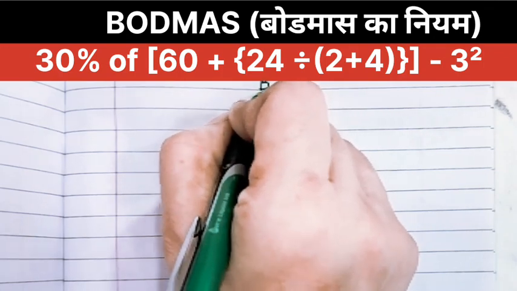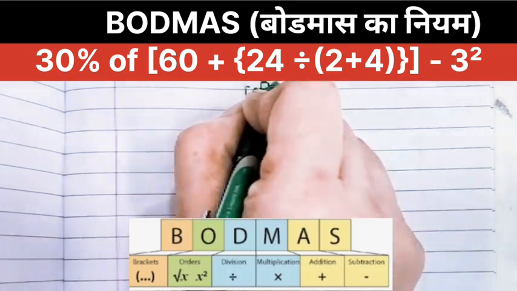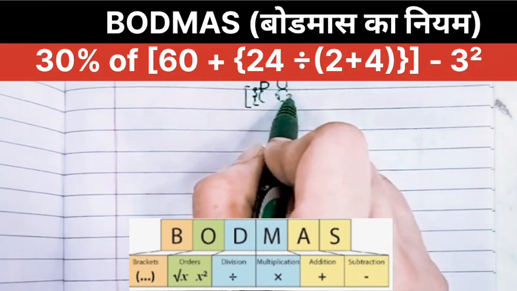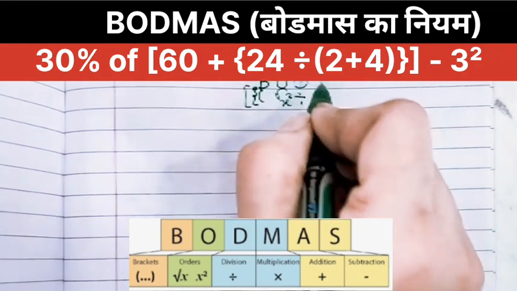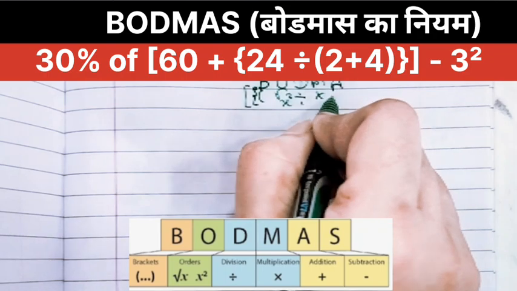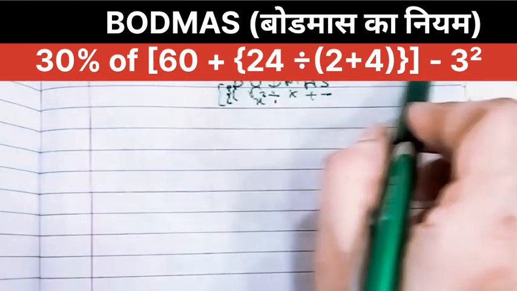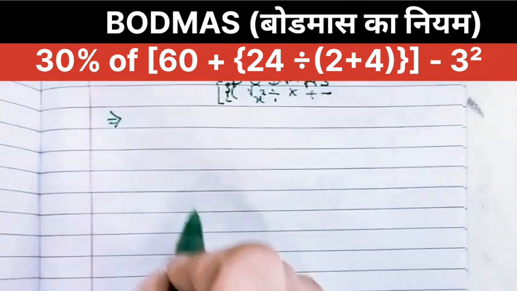BODMAS rule says first we solve brackets: small bracket, curly bracket, then square bracket. O stands for "of", which we convert into multiplication, and we solve roots and exponents. D stands for division, M stands for multiplication, A stands for addition, S stands for subtraction. Now according to this BODMAS sequence, we'll break down this expression with a step-by-step solution.